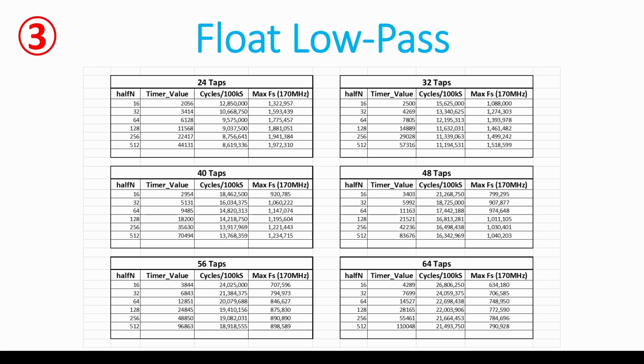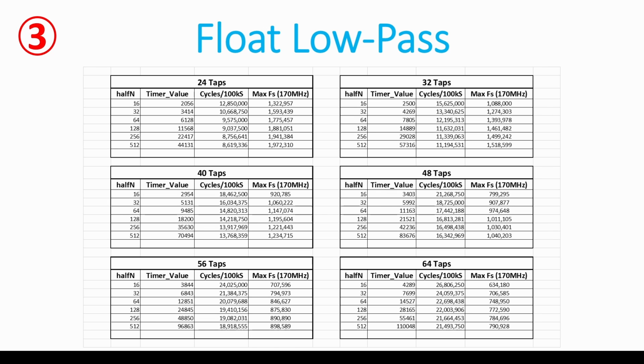The next column is the timer value, aka the clock cycles required to process one block. Obviously, the larger the block being passed in the processing system, the larger the time required for processing. Next, by knowing the sample rate, the block size, and the time required, I calculated the number of clock cycles required to process 100,000 samples, which we can use in the future for resource budgeting.